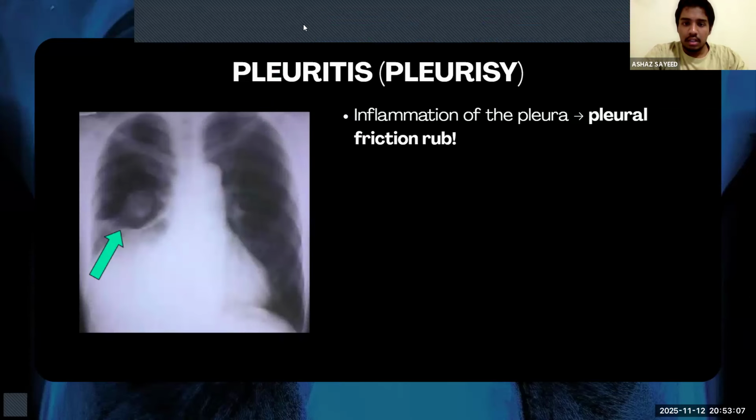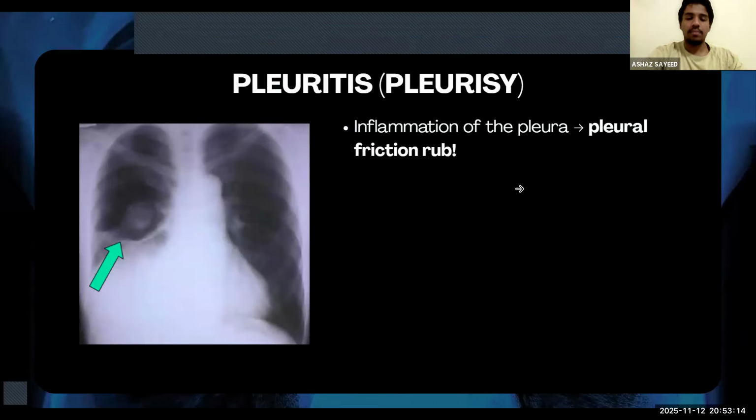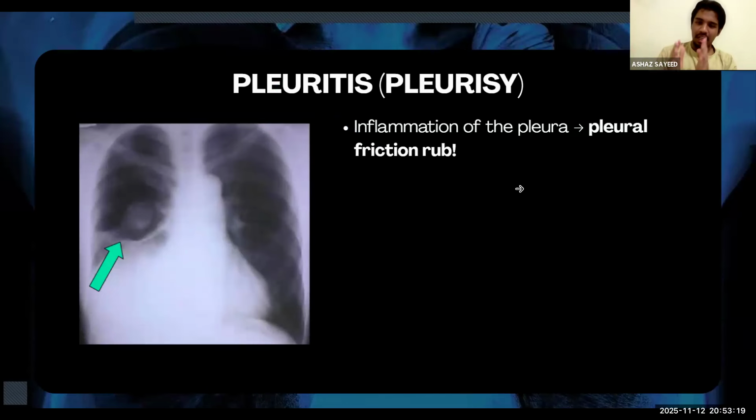All right. Now you have pleuritis. Pleuritis is inflammation of the pleura itself. Inflammation of the pleura means the pleura becomes inflamed, damaged, thickened, whatever. But the thing you have to remember in pleuritis is there's going to be a pleural friction rub. For example, you have your pericardial cavity. If something happens there, you're going to have your pericardial friction rub. Same thing here, you're going to have a pleural friction rub.